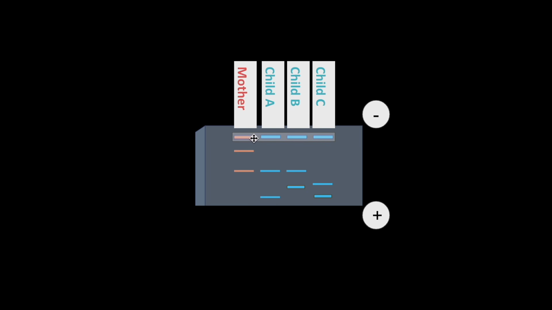In the gel, DNA is loaded at these wells at the top. DNA is negatively charged, so it'll be attracted towards the positive end. And then these DNA samples will travel down this gel as we run an electric current through the gel, and we can see which pairs match up. So here we have a mother which matches with child A and child B. Child C, though, does not have any matches with the mother, so we can say that child C is not related to this particular mother.